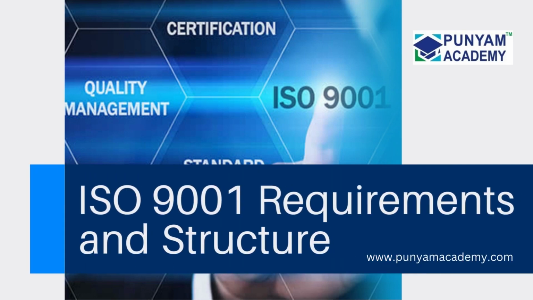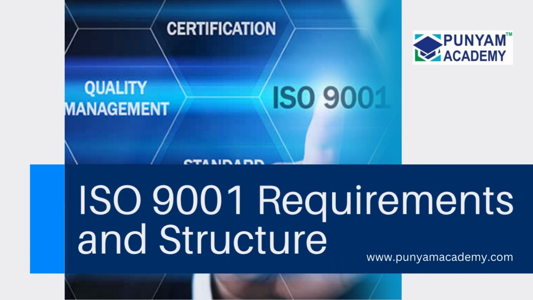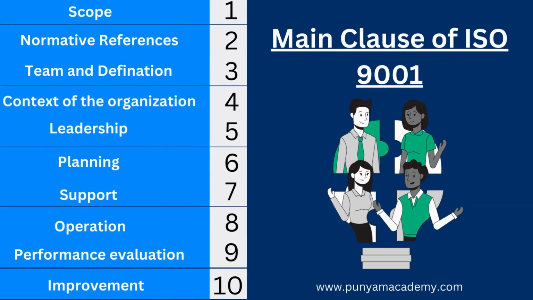The ISO 9001 standard stipulates that in order to accomplish continuous improvement within your quality management system, your company must address 10 major aspects, often known as clauses. This is the main clause of ISO 9001.